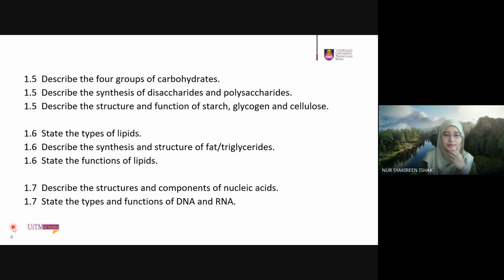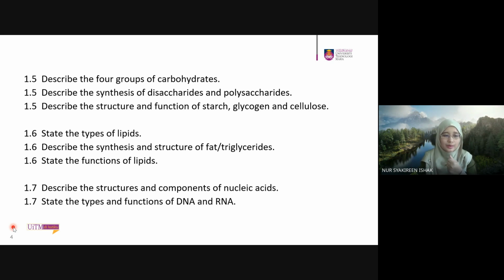Okay, and then 1.6, state the types of lipids I've mentioned also. So there will be different types of lipids: phospholipids, triglycerides, steroids. Okay, so those are the three lipids that we are going to look at in this chapter. And then describe the synthesis and structure of fats or triglycerides, and then state the function of lipids. So you have to know what the function of phospholipids is, for example, what the function of triglycerides is, what the function of steroids is.